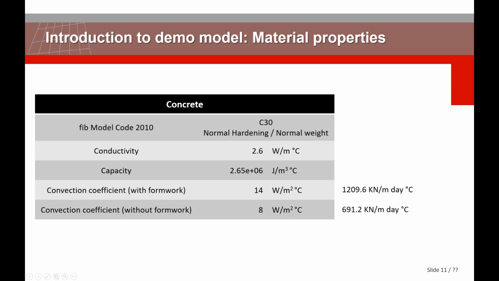And for material properties, I'm going to use fib Model Code 2010 and class 30, normal hardening, normal weight, conductivity 2.6, capacity this much. This is with and without formwork, where you have different convection coefficients. And during my modeling, I may use different units, so this is just for my information.